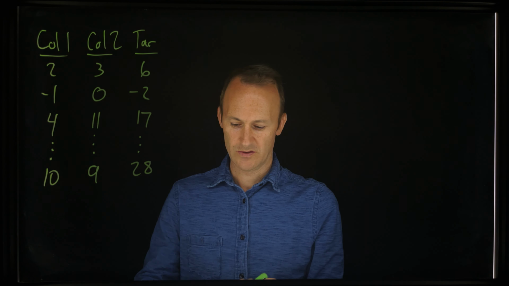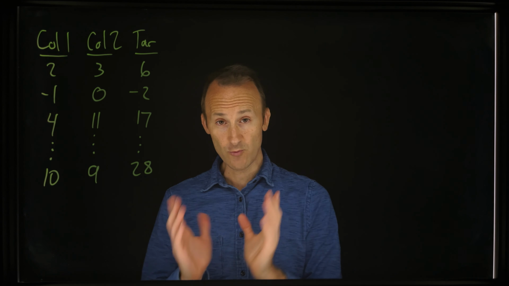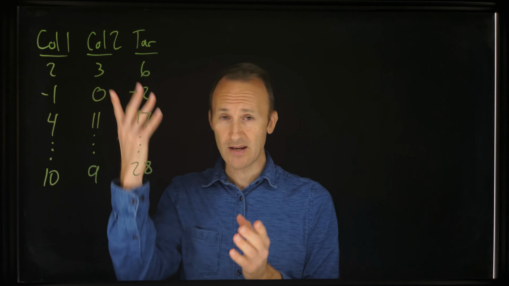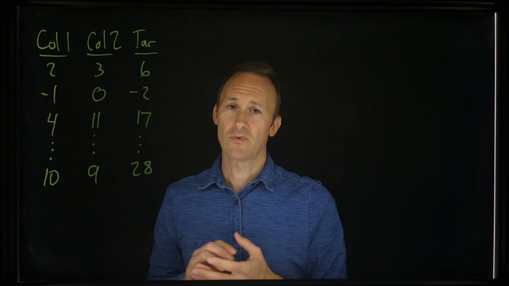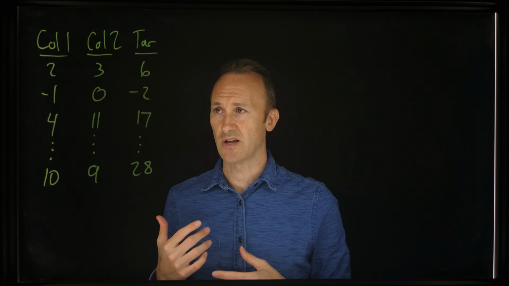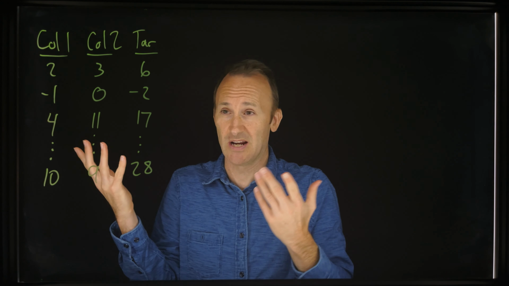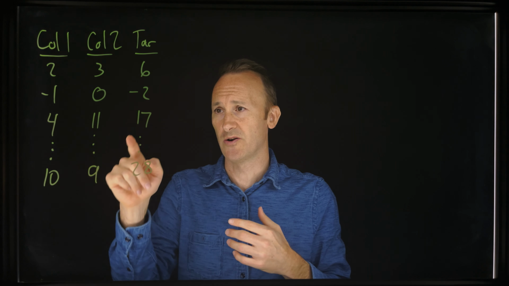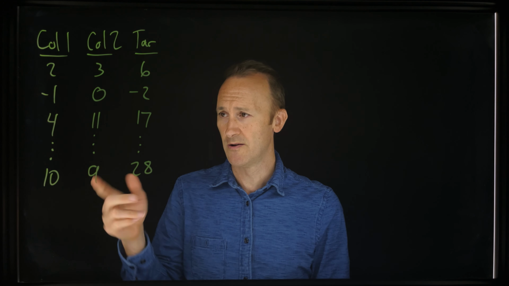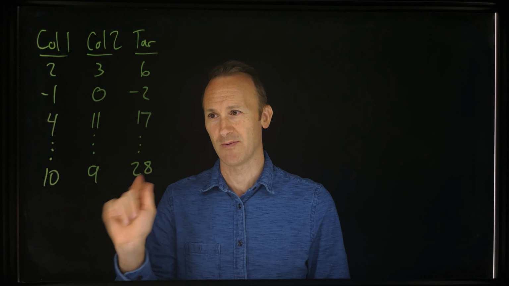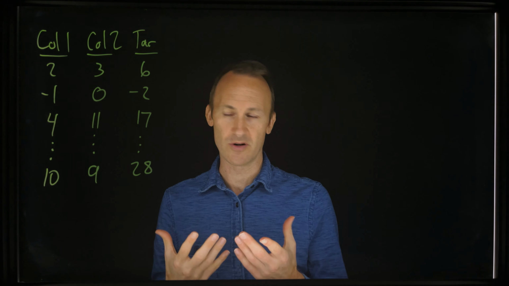Okay, so here's the question. The question is simply this. Can we find a way to combine columns 1 and 2 to predict the target column, the third column? If you look at the first row, you might say, well, 2 times 3 is 6. Let's check. Well, -1 times 0 is 0. You get -2. That's not too bad, right? It's reasonable. It's not too far. 4 times 11 is 44. Maybe not. So we've got to find another approach.